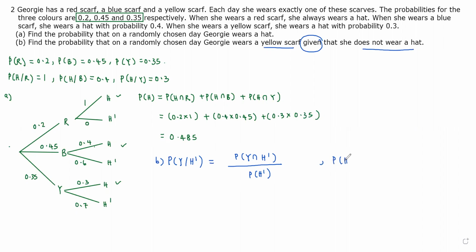The probability of wearing a hat is 0.485. Then the probability of not wearing a hat is 1 minus the probability of wearing a hat, that is 1 minus 0.485. For yellow and not wearing a hat, we look at the product of these two in the numerator. We have 0.35 times 0.7. In the denominator, we have 1 minus 0.485. To three significant figures, we have 0.476.